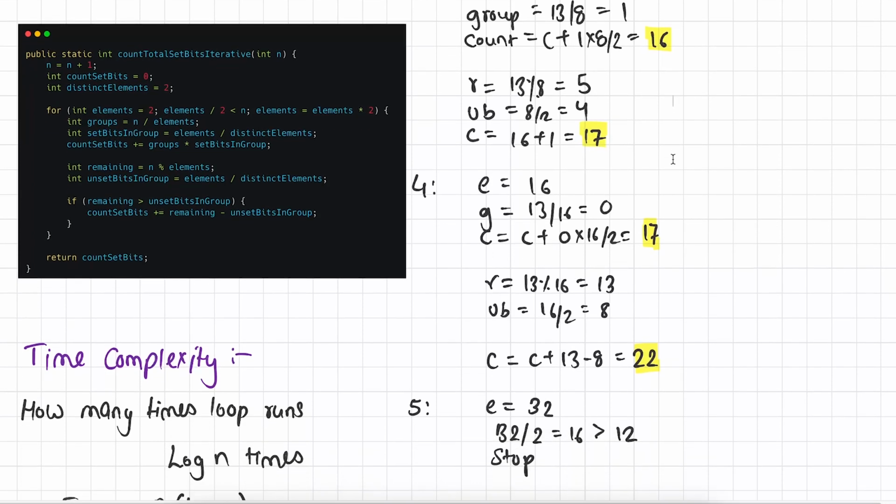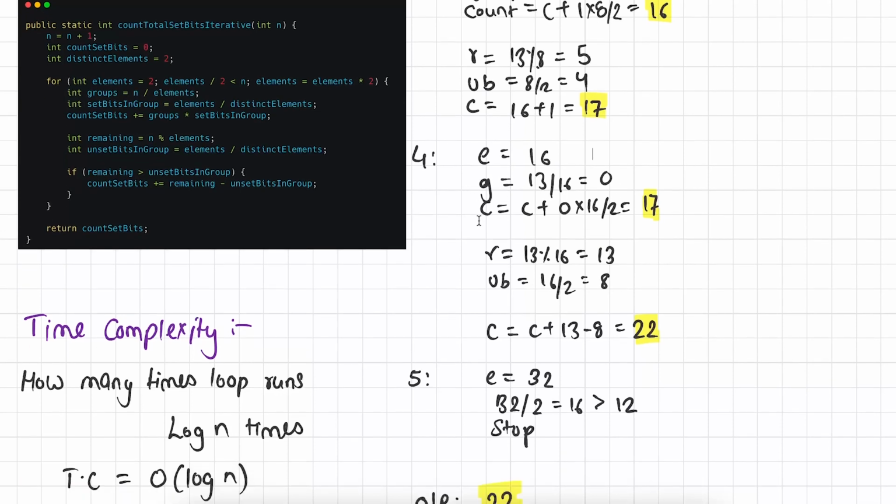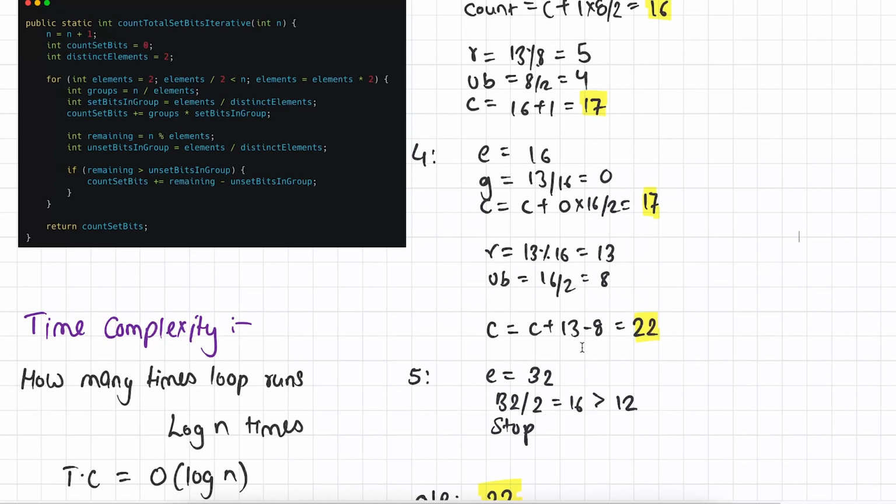So let's move on to the fourth position. At the fourth iteration, our E becomes 16, and how many groups are possible? 0. And the count variable remains the same as 17. Now this time the remaining elements are going to be 13, unset bits are going to be 8. So we count the number of set bits, that is equal to 13 minus 8. So the previous value of count plus 13 minus 8 is going to be 22.